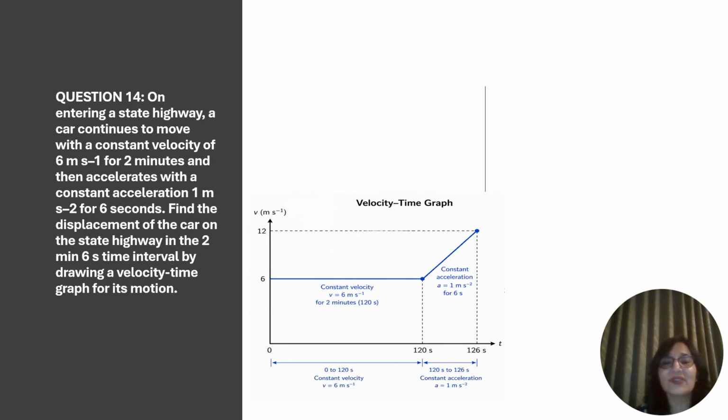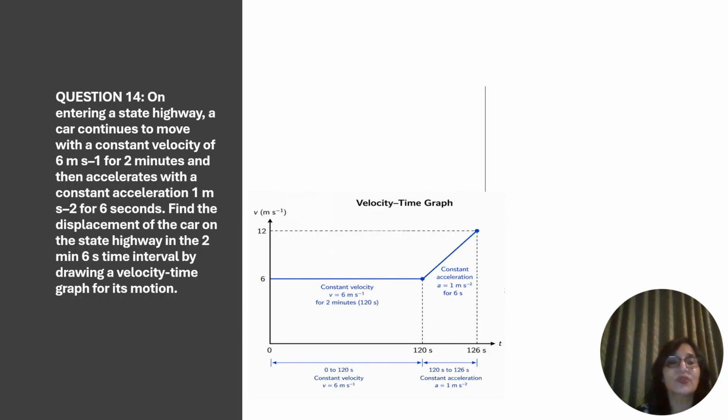Let's understand question number 14. On entering a state highway, a car continues to move with a constant velocity of 6 meters per second for 2 minutes and then accelerates with a constant acceleration of 1 meter per second squared for 6 seconds.